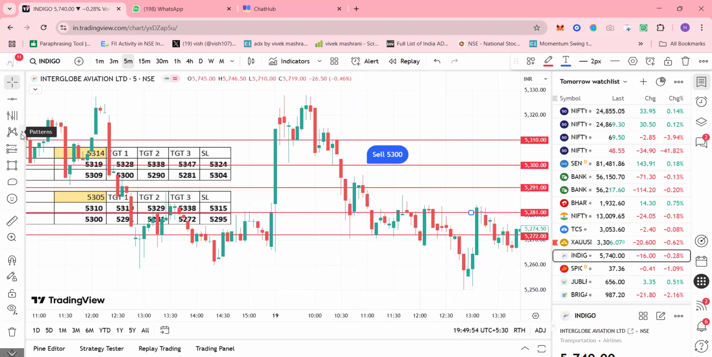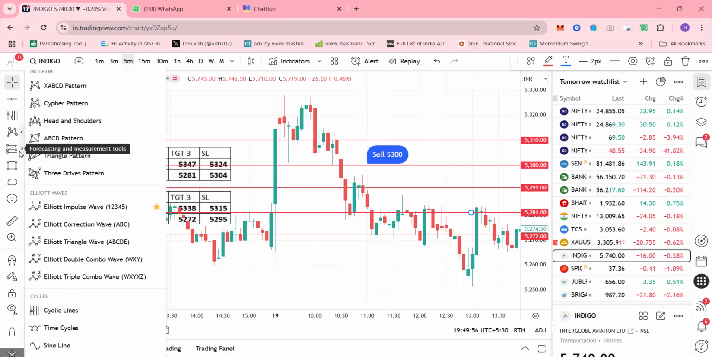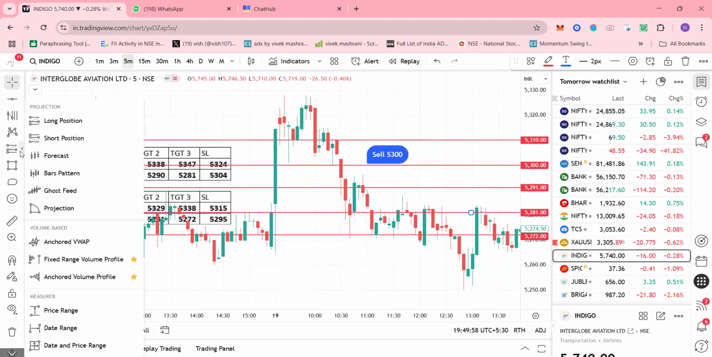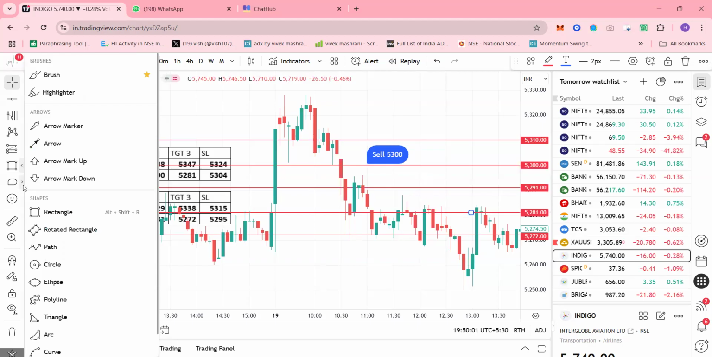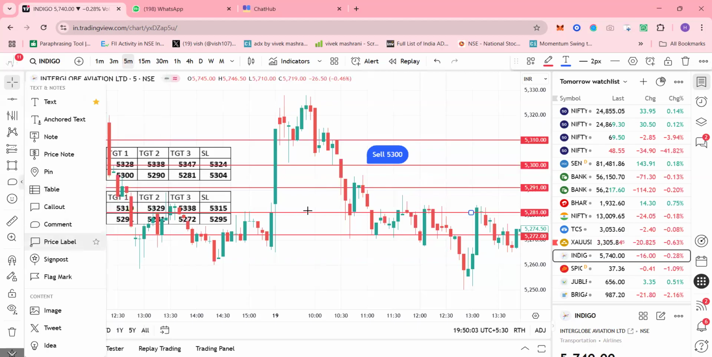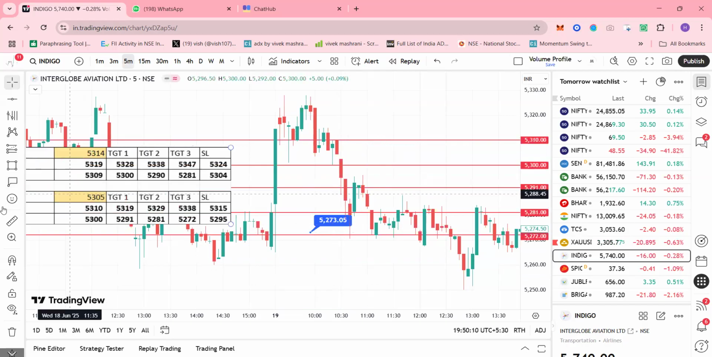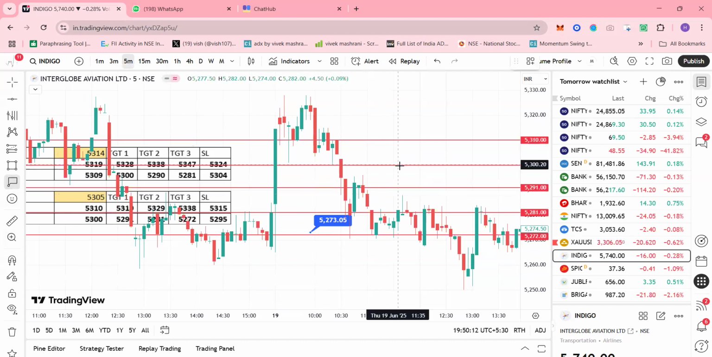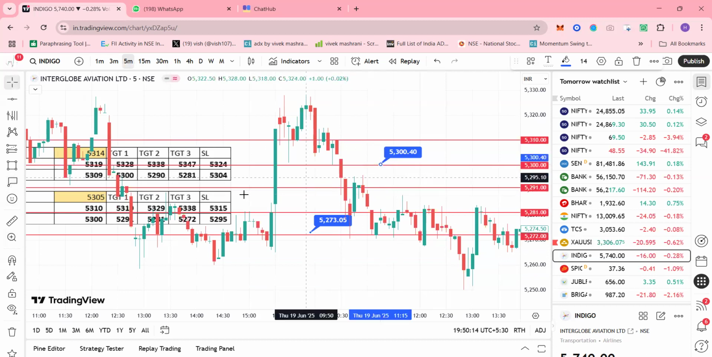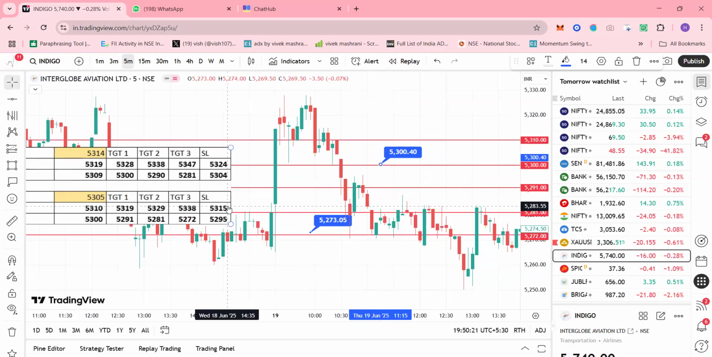Is this a good one? So I'll just mark it. See? 5273 easily got hit. Sell entry here was 5300. All the targets within 10 minutes, it is over. So it works in all types of scripts or markets.